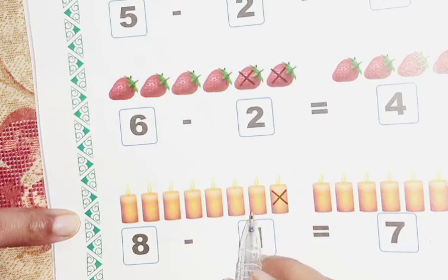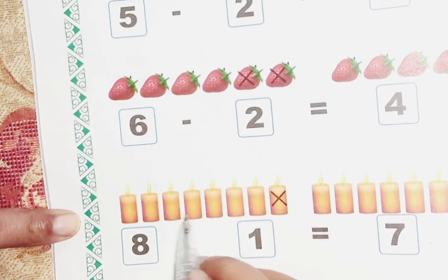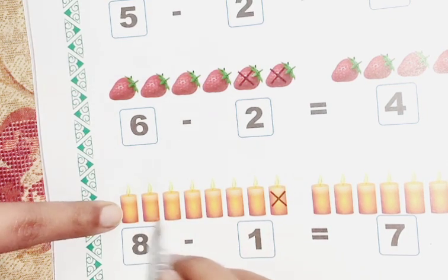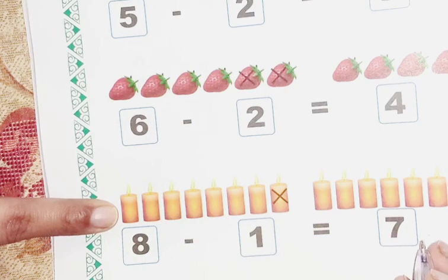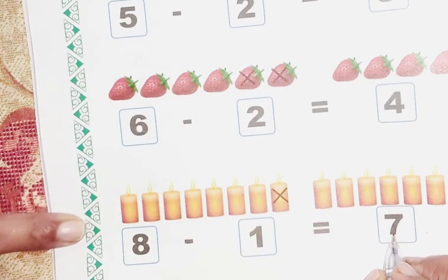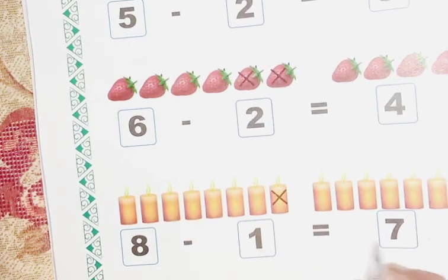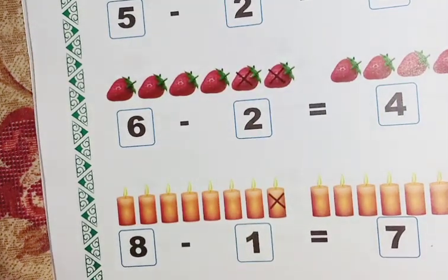How many left? 1, 2, 3, 4, 5, 6, 7. How many candles do we have left? 7. It means our answer is 7. Very good.